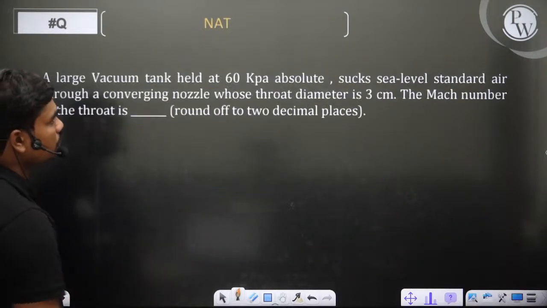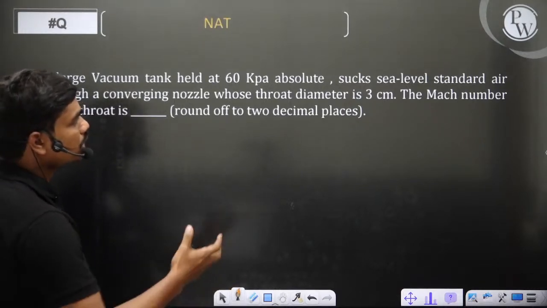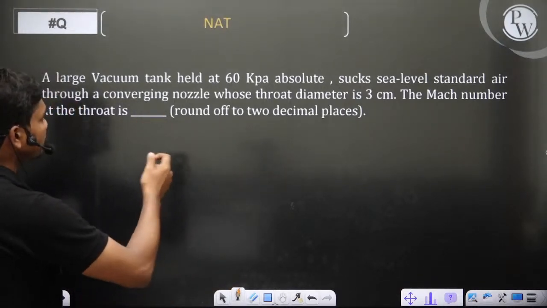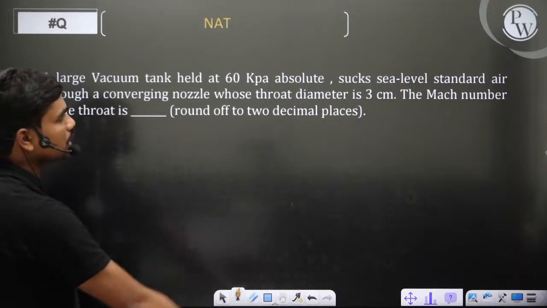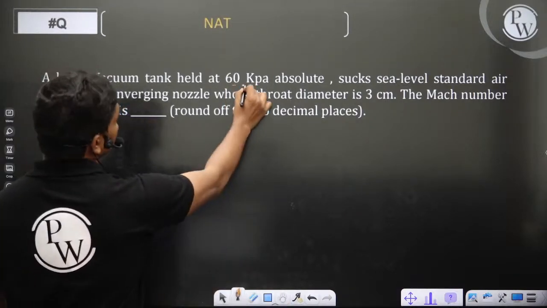So let us solve this question. A large vacuum tank held at 60 kilopascals absolute sucks sea level standard air through a converging nozzle whose throat diameter is 3 centimeters. The Mach number at the throat is dash. A large vacuum tank at 60 kilopascals.